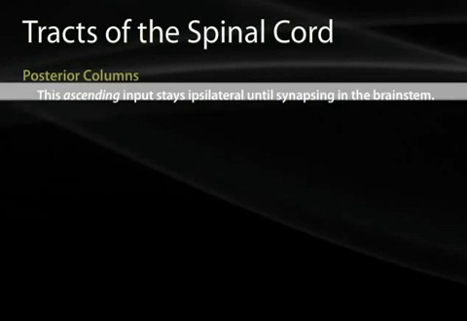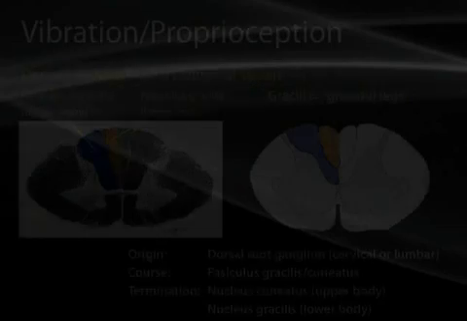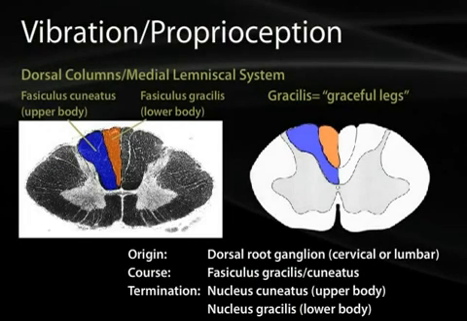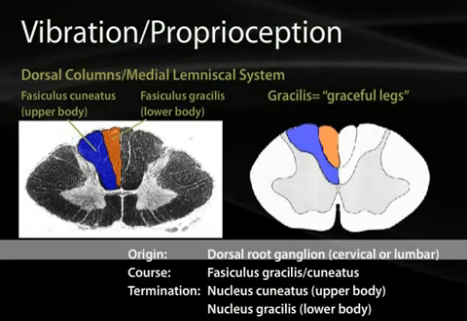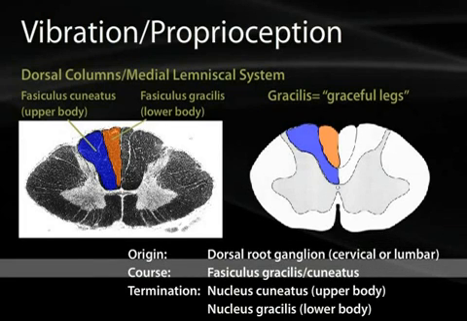So this input stays ipsilateral before synapsing in the brainstem. So let's follow this through. Information from the peripheral nerve enters through the dorsal root and enters into, if this is coming from the upper arm, it will go into fasciculus cuneatus, which you see here in blue, and that is ipsilateral, or the same side as the information was perceived on the body.